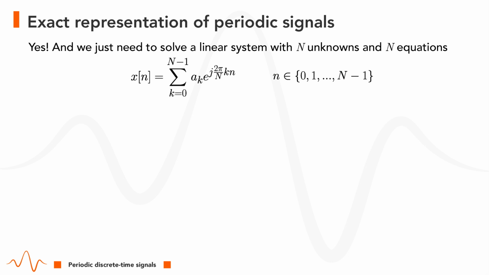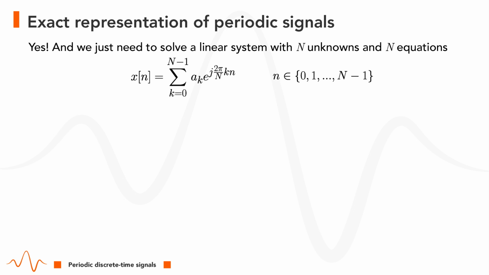The answer is yes. To obtain the coefficients ak, we just need to solve a linear system with capital N unknowns, a0, a1, until a capital N minus 1, and capital N equations. The capital N equations are obtained by evaluating this formula, which must hold for every n, for n equals 0, 1, 2, until capital N minus 1.